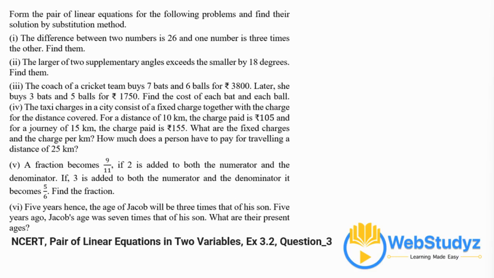Now move on to the fifth question, that is a fraction becomes 9 by 11 if 2 is added to both the numerator and the denominator. If 3 is added to both the numerator and the denominator, it becomes 5 by 6. Find the fraction. So let's start the solution.